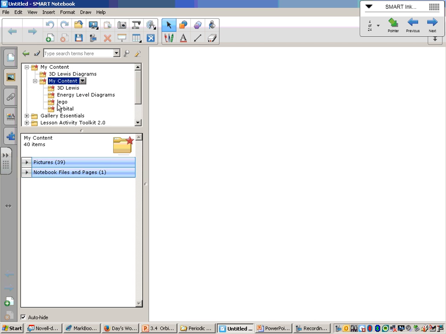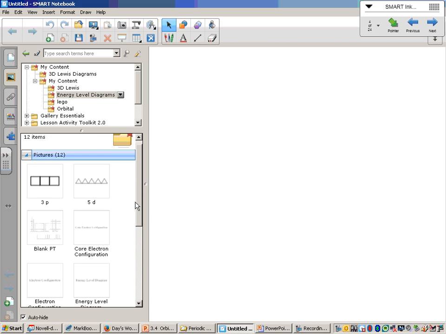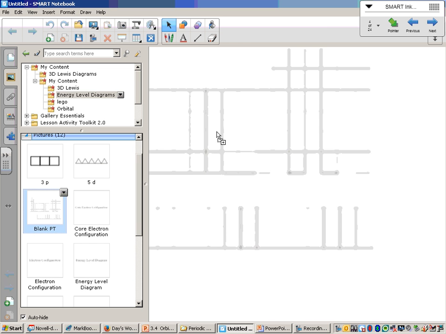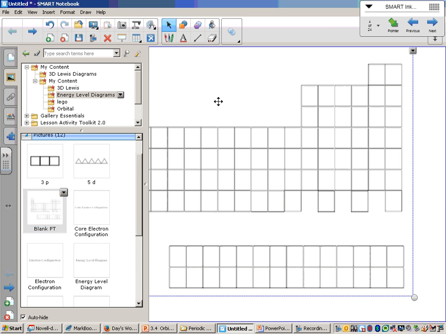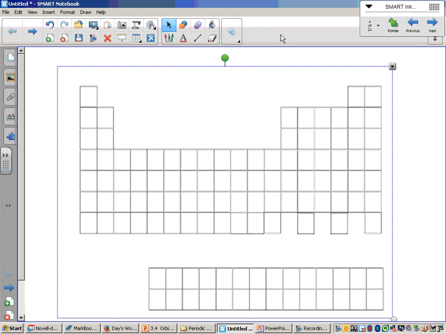My content, we want to do energy level diagrams, pictures, and do I have a blank periodic table on here? Oh yeah, right there, blank periodic table. Put it right there. Beauty. All right. I just want to put this on the movie. I usually do this with you guys.